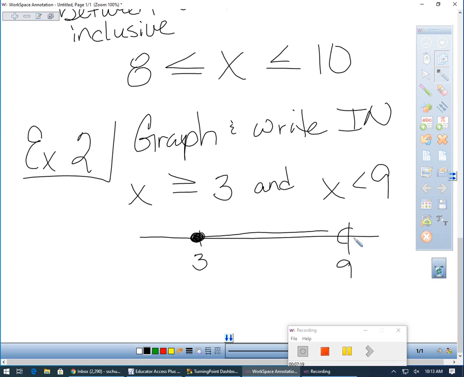Open. And x is less than 9, so it goes this way. So all of our solutions are sandwiched in between those two endpoints. Interval notation.